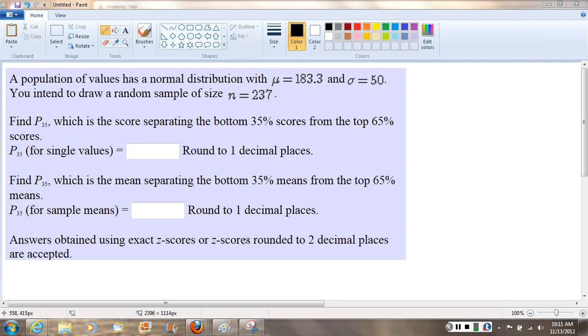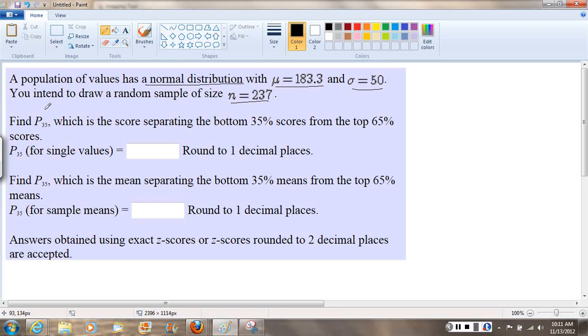Here's the situation we're looking at. We have a population that's normally distributed, with a mean of 183.3 and a population standard deviation of 50, and we're going to draw a random sample of size 237.